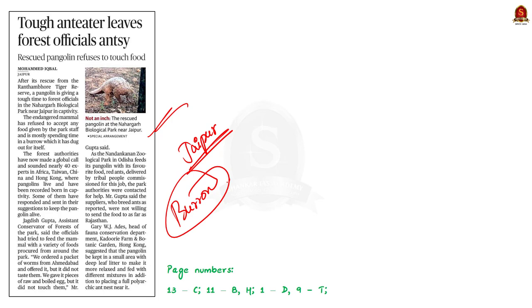See, jokes apart, it is not eating any food. And this is serious. And the forest officials have contacted experts from around the world for help. They tried feeding it with worms specially brought from Ahmedabad and boiled eggs, but without success. They are also trying to specially bring red ants from Odisha. See, this is one lucky pangolin, right? It's getting all pampered for throwing a tantrum.